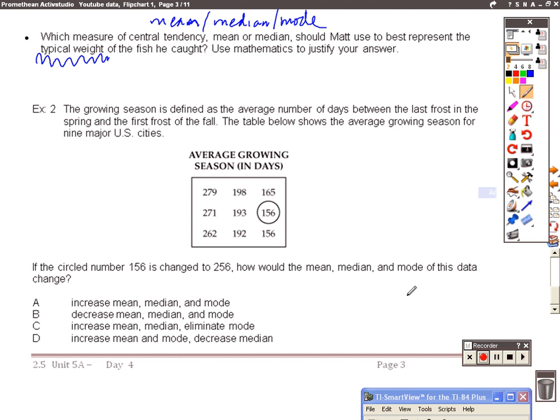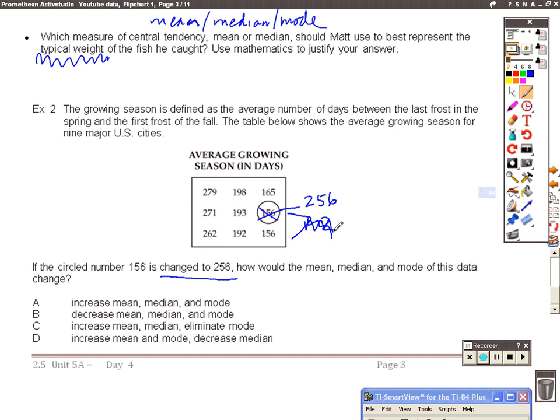We can look at the table, and first of all, if you look at the information inside of the box, 156 occurs twice. So in the original data, 156 was the mode because it's the number that occurs most often. You can see that there are two 156s in the data. But it tells us we're going to take out one of the 156s and it's being changed to 256. So now no longer is 156 the mode. There is no mode. There's no number that occurs more often. Each number in the box occurs only one time.